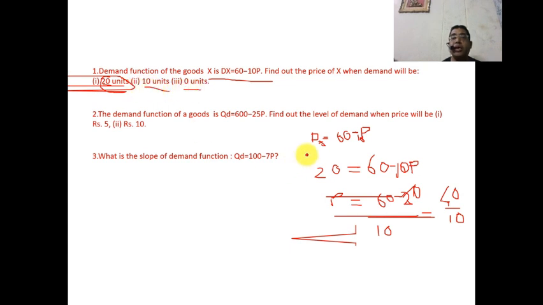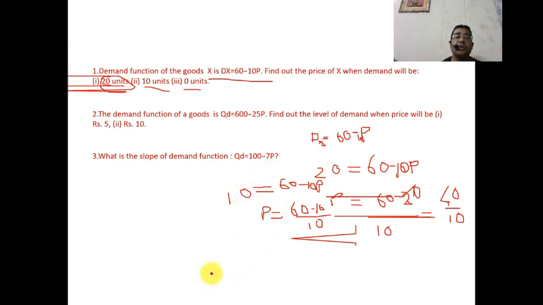Then for 10 units, put 10 equals 60 minus 10p. What will p be? P equals (60 minus 10), which is 50, divided by 10, means 5. So the answer will be 5. Similarly for 0 units, 60 minus 0 is 60, divided by 10 means 6. So gradually 4, 5 and 6 will be the answers.